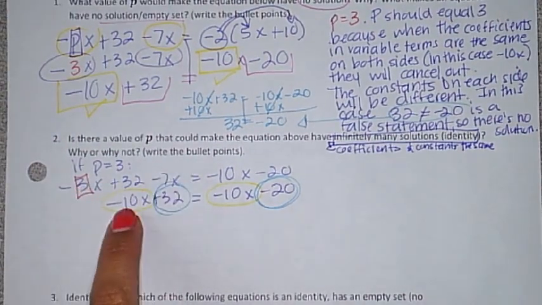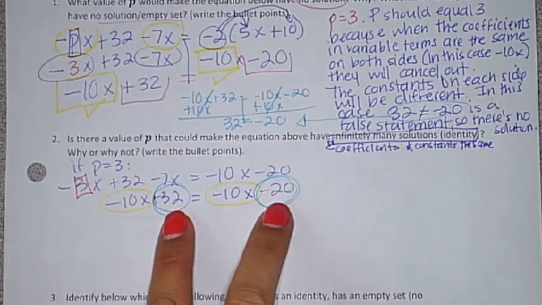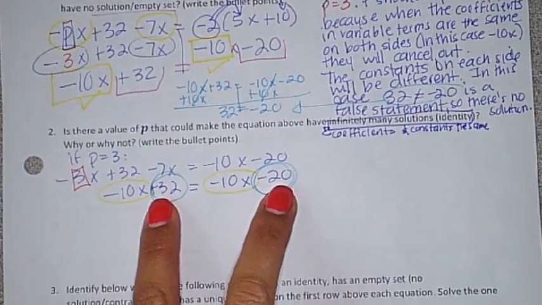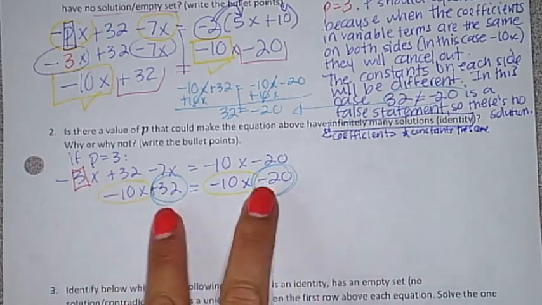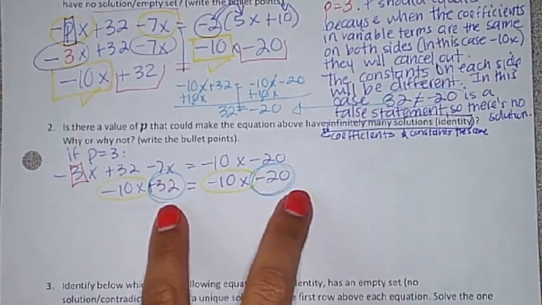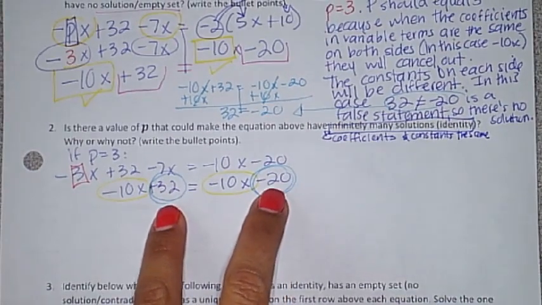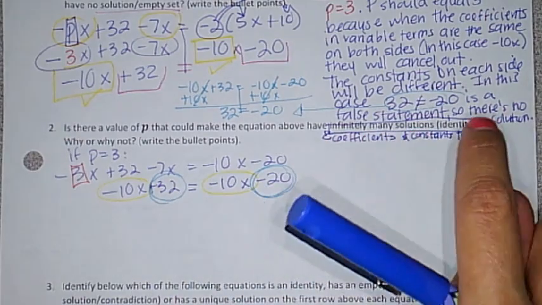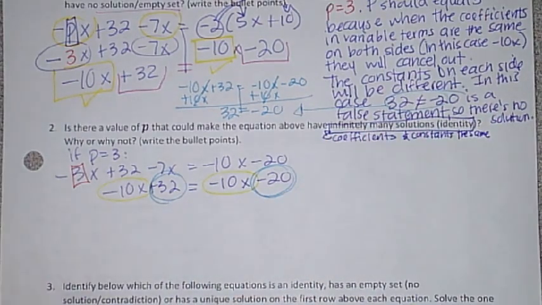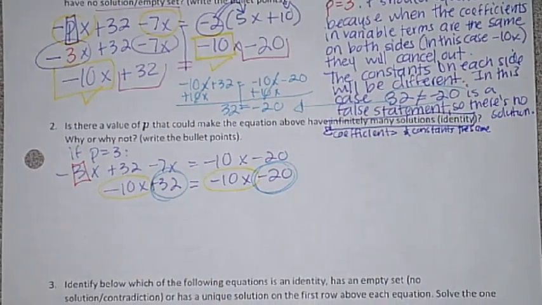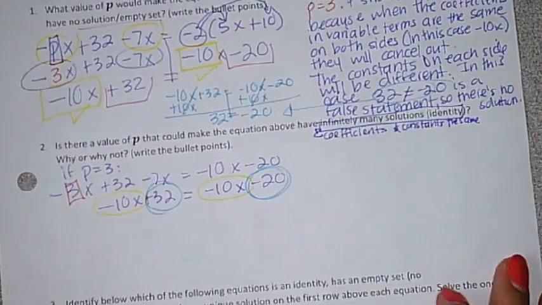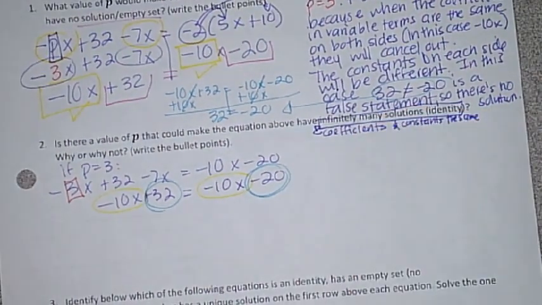It can only affect the negative 10. It does not affect the 32 or the negative 20. So by changing P, I cannot change the fact that the constants will still be different, and for an identity, I need them to be the same. So no, there is no way that I can make this an identity with any value of P. Okay, so I'll write that down as my answer.